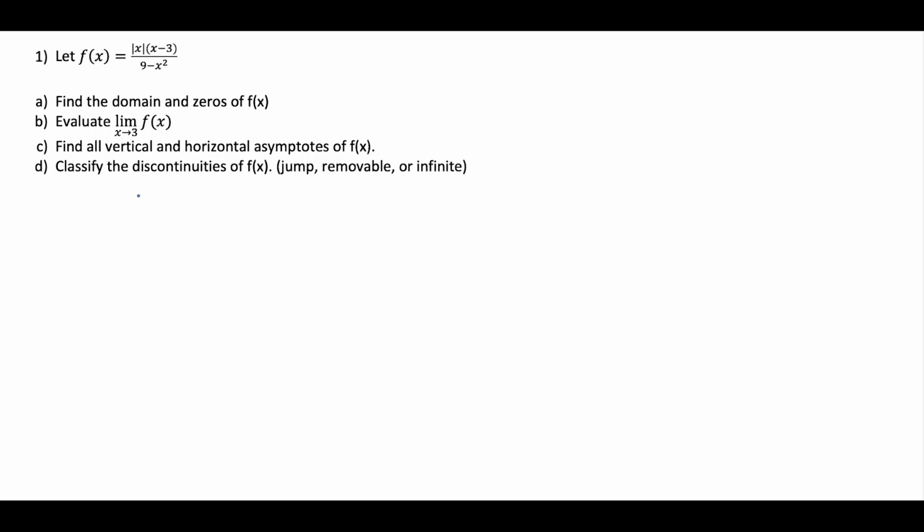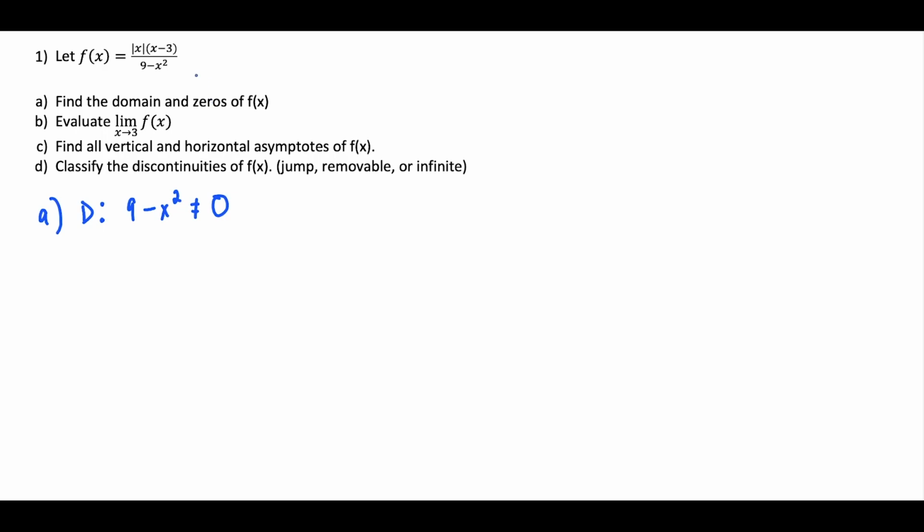So for question 1, the first thing we want to do is find the domain and the zeros of f of x. Well, when we're looking for the domain of a function, we're trying to find out if there are any values of x that would make the function undefined. So one thing we could look for is zeros in the denominator of this function. Since our denominator is 9 minus x squared, the only restriction we have right now is that 9 minus x squared is not allowed to equal 0.